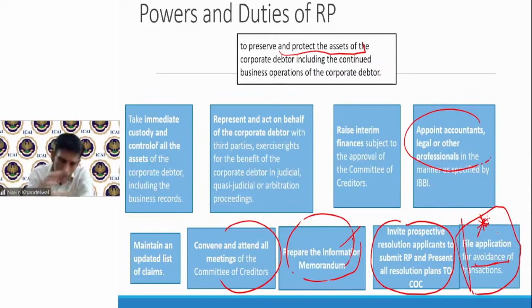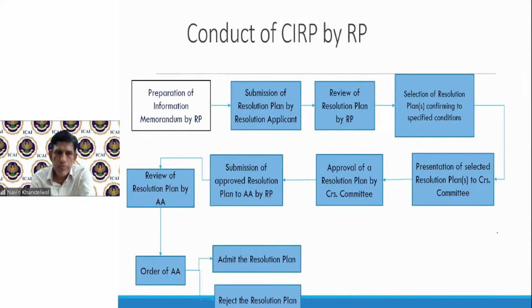Now, after understanding the RP job, when I say he has to accept, he has to call for a resolution plan. So there's a process of calling, submitting it to the COC for the approval. COC will approve, thereafter he will give it to the A.